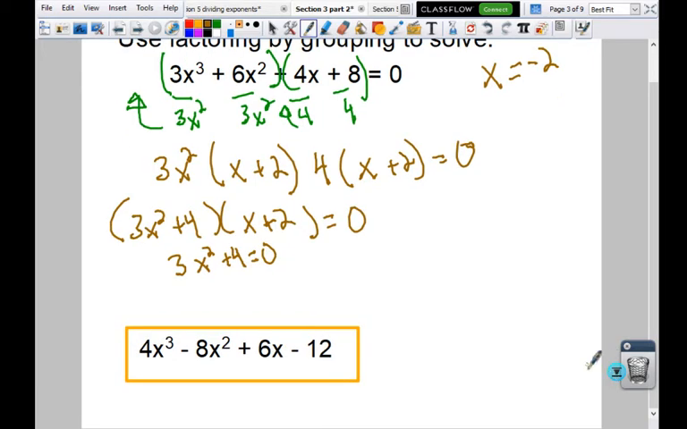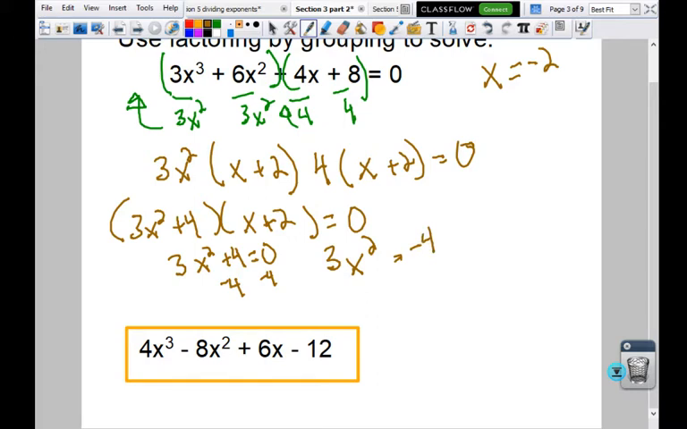Alright, if I'm going to solve this, actually, let's go around. James, what's the first thing I should do to solve this one? Minus 4. Yep, we're going to minus 4 on both sides. We're going to get 3x squared equals negative 4.